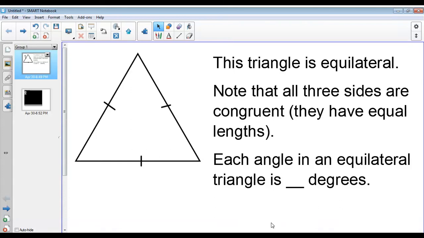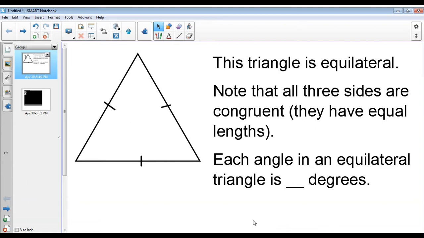For today's math lesson, we're going to continue talking about special kinds of triangles. We've talked about right triangles already. We've talked about isosceles triangles. And today we're going to be talking about equilateral triangles as our third type of special triangle.